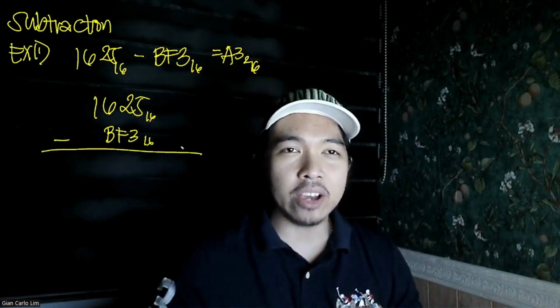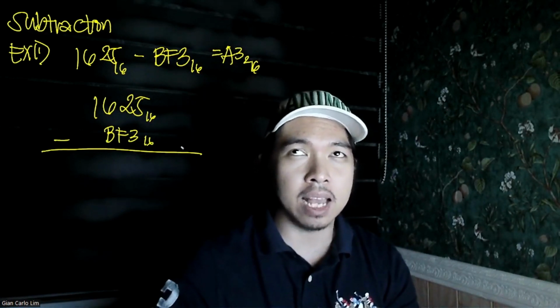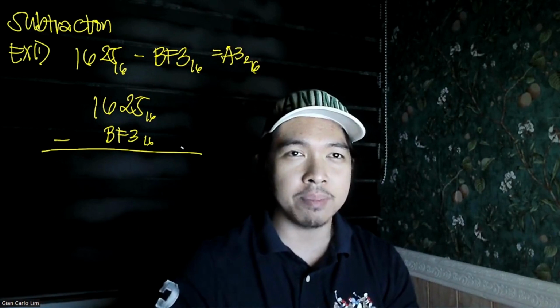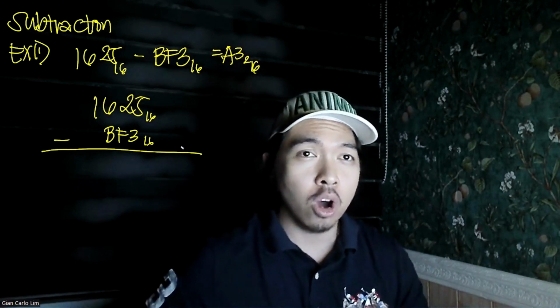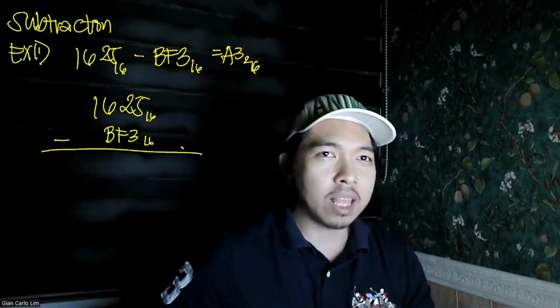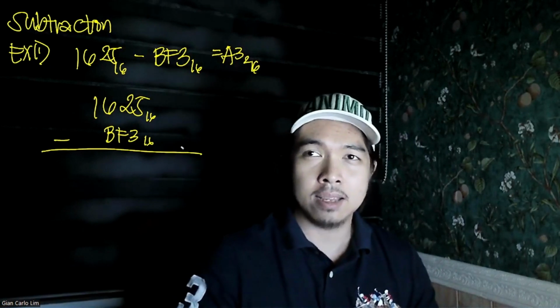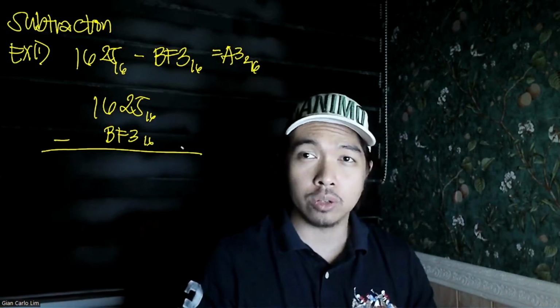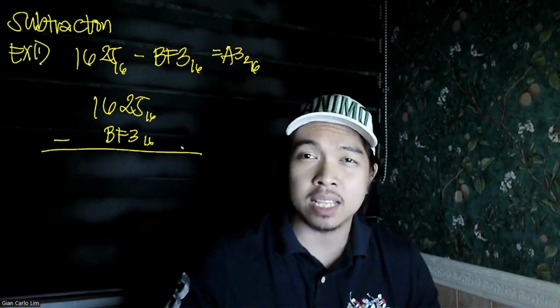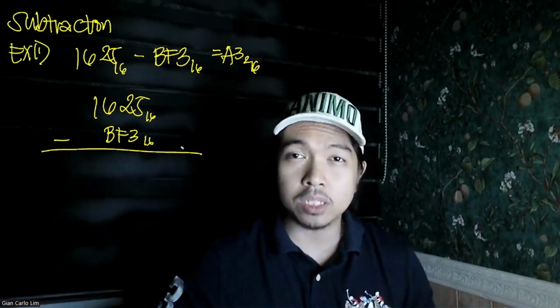So pagka nakita kayo ng equation na magkakaiba yung number systems nila, make sure i-convert nyo muna siya sa may base number before you operate. Okay. Or depende dun sa may ask ng nagbigay ng question. Kung sabing base 16 lahat, dapat naka-base 16 lahat. Kung base 8, base 8. Kung base 2, base 2.